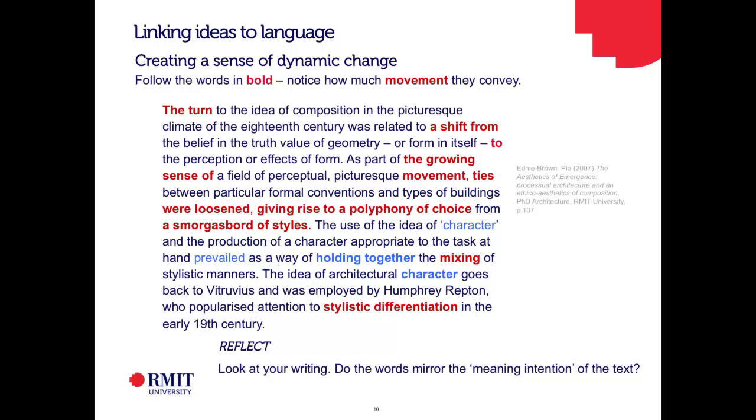What about your writing? Does your writing reflect your intention, as Pia Edney-Brown's does?